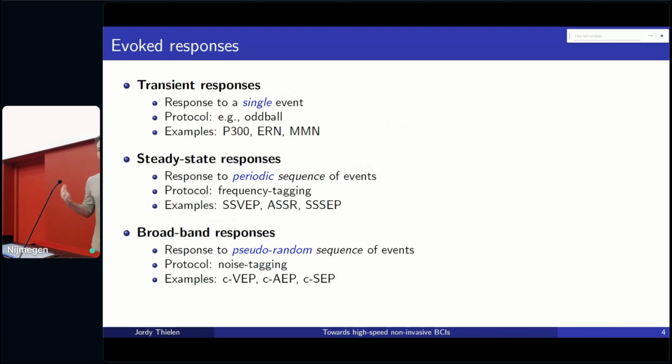That means they can use pseudo-random codes that might be optimized in certain ways, but the idea is that the interstimulus interval is essentially non-constant. A good example is the code-modulated visual evoked potential. It's essentially what I will talk about in this talk.